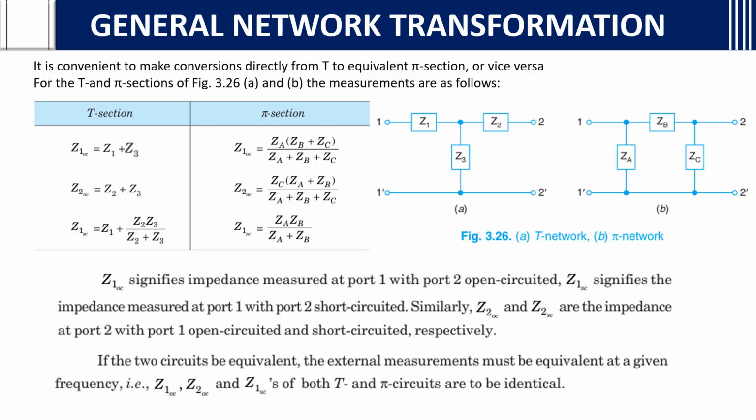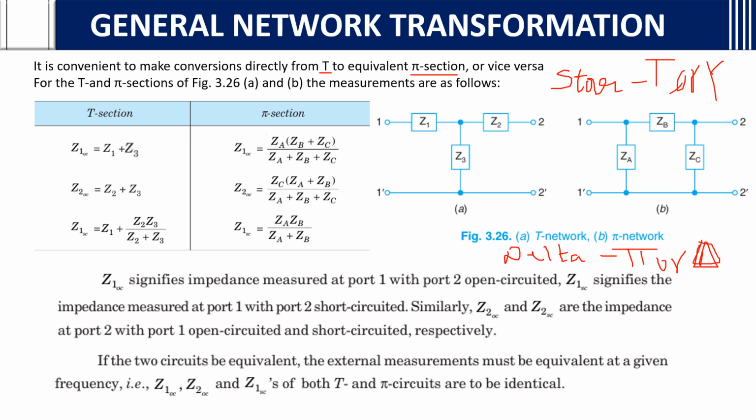Here in general network transformation, there are two networks, that is star network and delta network. Star network is also known as T equivalent, that is the T network, and also called Y network. Delta is also called pi network or pi section, or it is represented by a triangle, that is delta network.